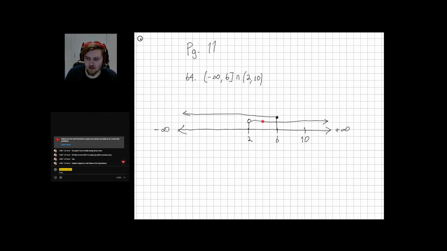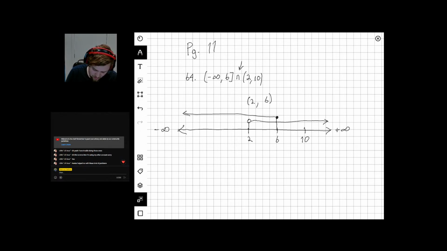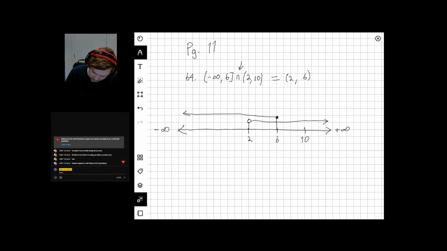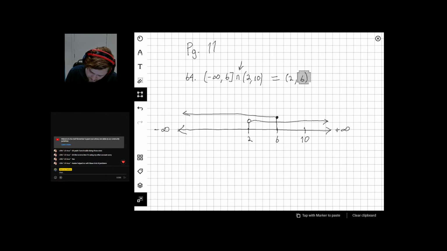But we're looking for the overlap since we're looking for the intersection. So we have everything that overlaps up to 2, but not including 2 because it's not included here. And we have everything up to 6 and including 6 because it's in both of these. So we should have 2, open bracket, not included, to 6 as our result. These are exactly equal. Intersection is that. Okay.